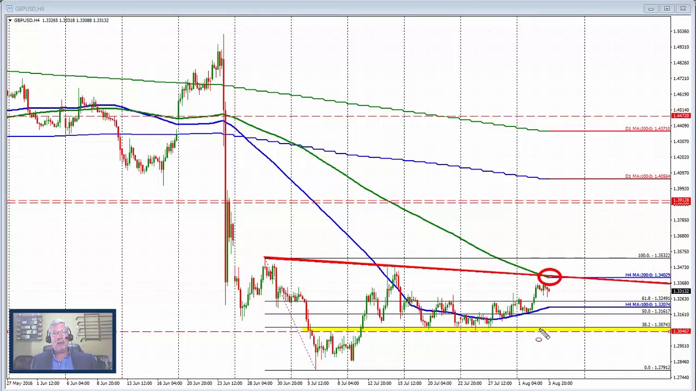Now on the top side, if we do break above this level, what do we look toward next? We're going to be looking toward the 100% retracement of the high corrective price after the Brexit. Okay, so this is the high price after the Brexit.